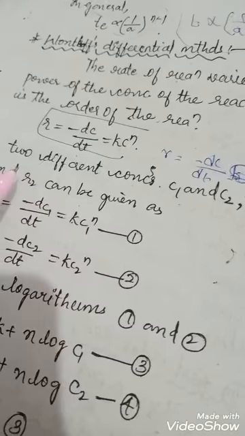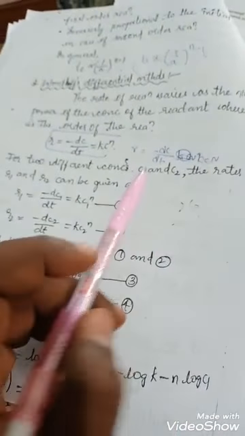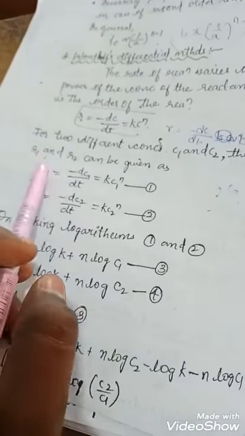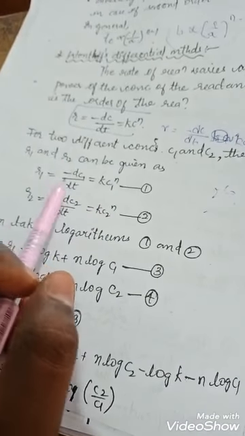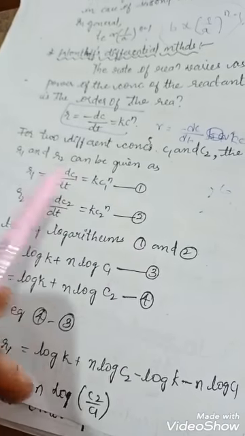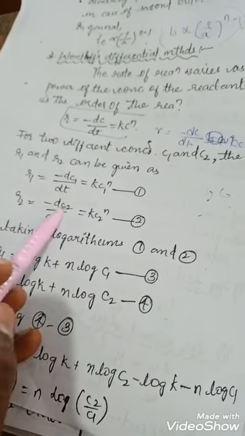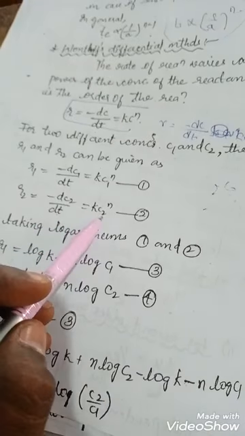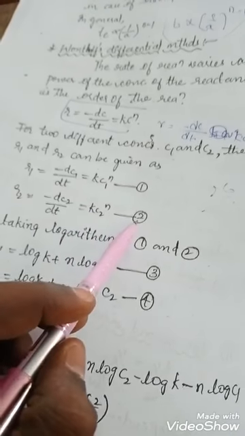Okay, what happens in this: for two different concentrations C1 and C2, the rates R1 and R2 can be given as R1 equal to minus dC1 by dt equal to k C1 power n. This is equation 1. Next one, R2 equal to minus dC2 by dt equal to k C2 power n. This is equation number 2.